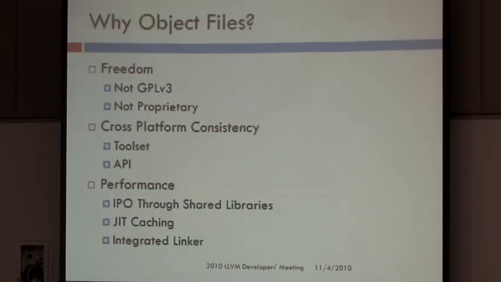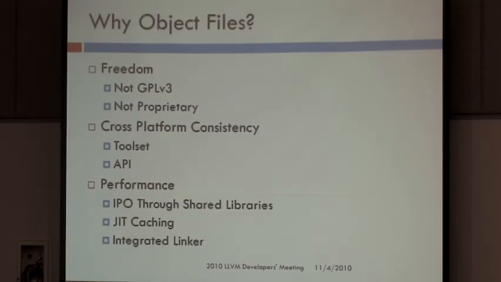So why does LLVM really need object files other than just direct object emission? The first reason I came up with is freedom. We need non-GPL version 3 and non-proprietary linkers and libraries that can be embedded into tool sets. Another is cross-platform consistency.